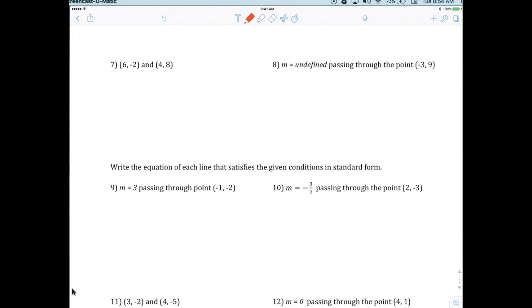All right, just jumping to number 8 because it's easy, because I did one earlier. I forgot I put one on here. If m is undefined, what's the equation for number 8? x equals -3. Beautiful. Thank you for listening. x equals -3. Simple, right?